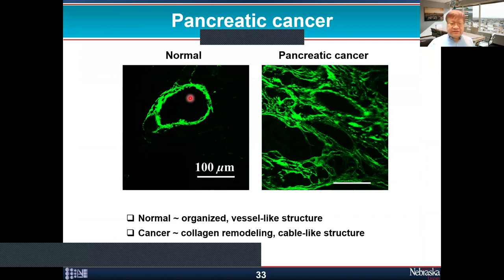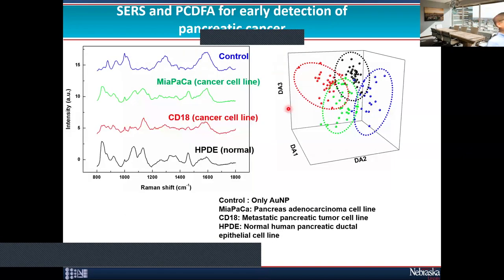Then we also worked on pancreatic cancer. One type of collagen can be observed by the CARS imaging. The left side is normal pancreatic tissue, and the right side is cancerous pancreatic structure. And this is quite different. But when we see this kind of difference, it's usually stage two, stage three. It's sometimes too late for the patient to be cured. So we need earlier information to save the patients.